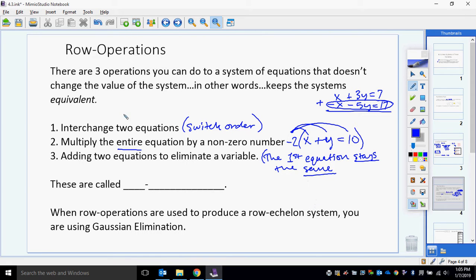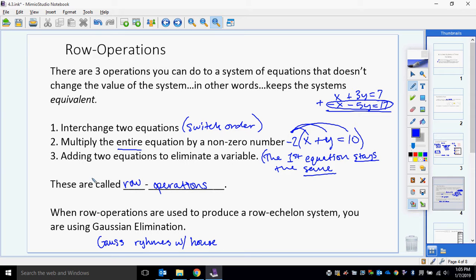Okay, so these 3 operations are what we call row operations. Row operations are used to produce a row echelon system. And when we do that, we call this the Gaussian elimination method. And just so you know, Gauss is an old mathematician, and Gauss rhymes with house, just so you know how to pronounce that.